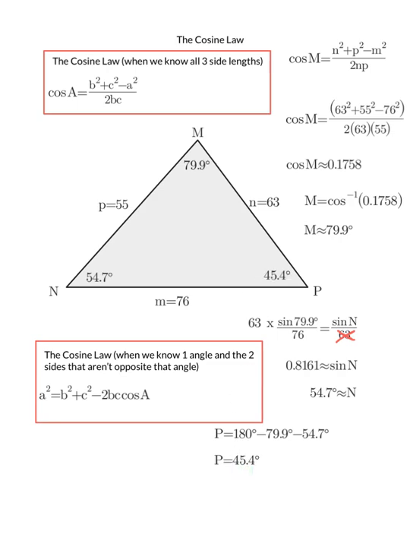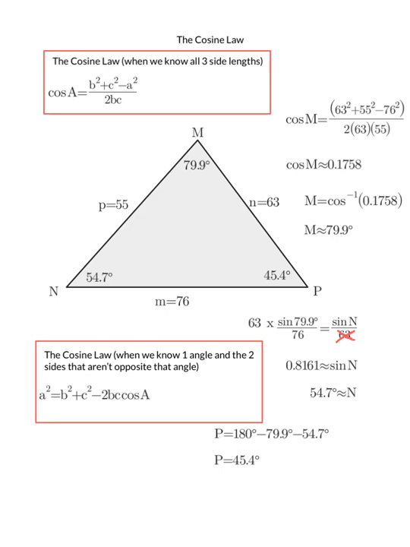All right, our triangle's solved. We use the cosine law, followed by the sine law, followed by the whole three angles add up to 180. And let's just double check, make sure our greatest angle is opposite the greatest side. So let's see, 79.9 is our biggest angle, and 76, sure enough, is the biggest side. The smallest angle is 45.4, and yep, the smallest side is 55. And the middle angle, 54.7 degrees, is opposite the 63. So I feel good about that.